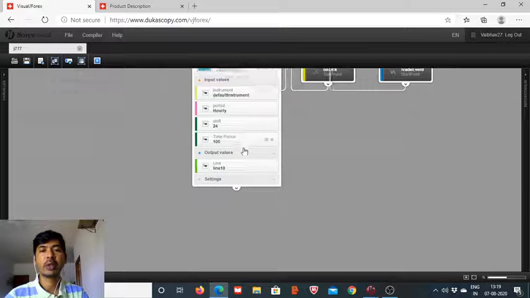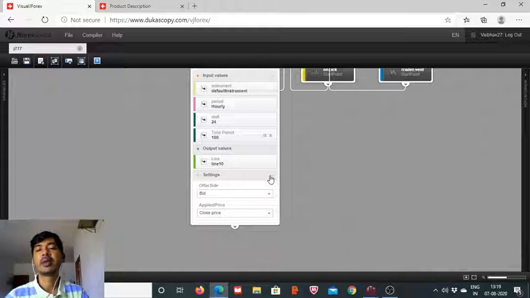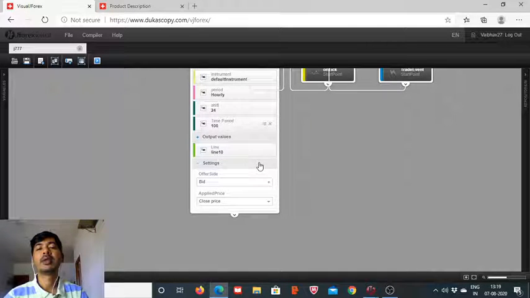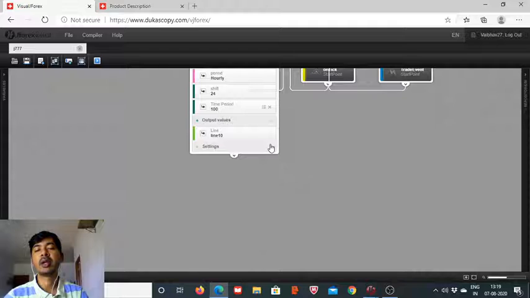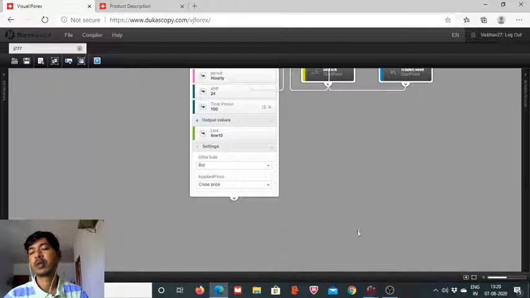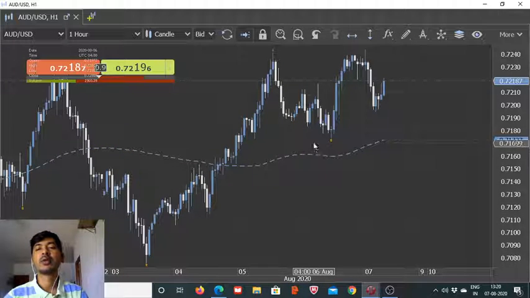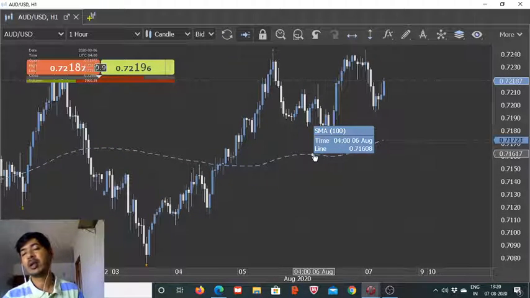But before we go into the output value, we also have to see these settings, on which side the SMA is being calculated, the bid side or the ask side. You will have the spread in between, so be sure on which price you want the SMA to be calculated. Then coming to the applied price, as I will explain to you on the chart, depending on which applied price you are using for the calculation, you will have different output values. So be careful with these as well.